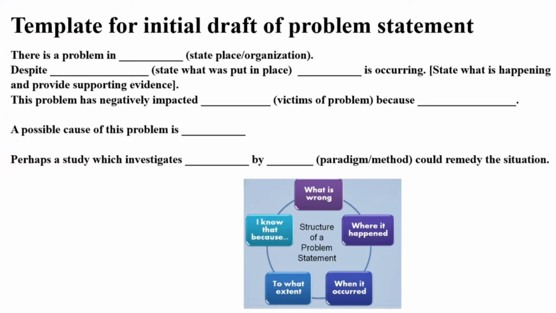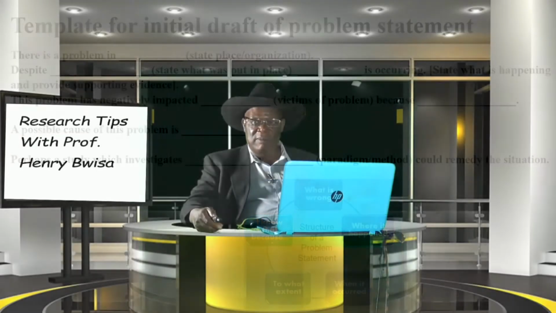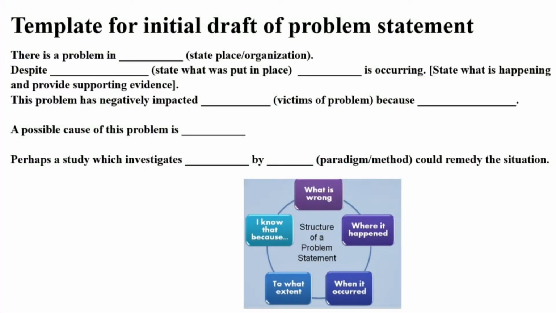So let's look at the template. There is a problem in dash, dash, dash. You need to state the place, the organization where this problem is. Despite dash, dash, dash, what has been put in place? Like, despite training, despite regulations, despite funding, this problem is persistent. Despite ABCD, the problem of mortality rate is still occurring. So you state what is happening despite the intervention.